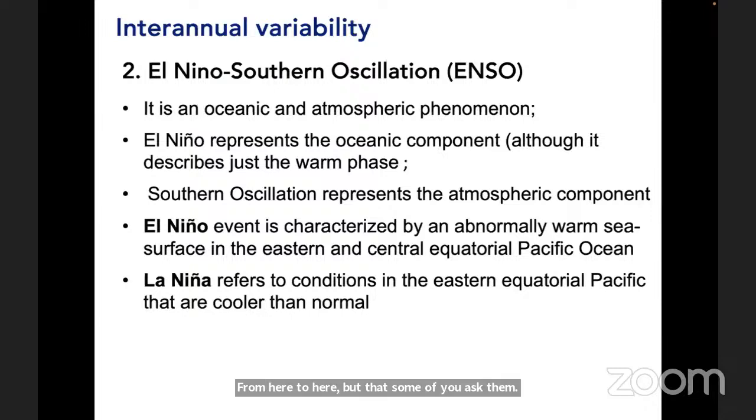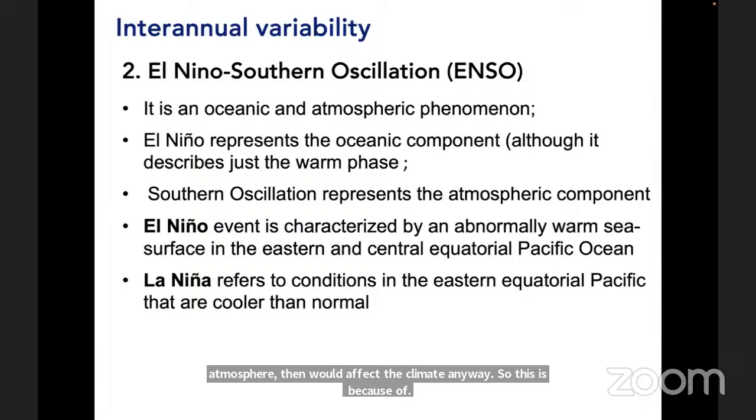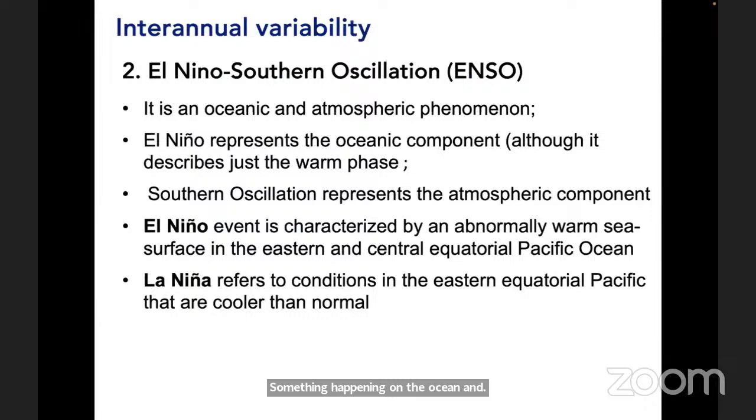And like I said, one of the major responsible factors is what we call El Niño Southern Oscillation, in short, ENSO. This is something happening over the oceans. It is something happening on the ocean, with interaction, of course, with the atmosphere. Otherwise, if the ocean phenomenon doesn't interact with the atmosphere, it wouldn't affect the climate anyway. So it is because of something happening on the ocean and that interacting with the atmosphere.